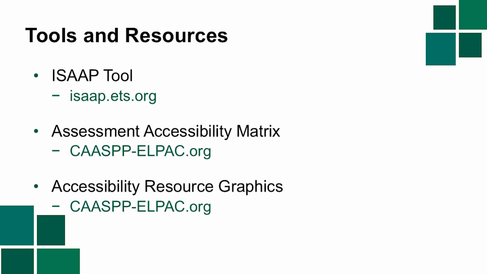Lastly, we want to mention the accessibility resource graphics. These graphics are available for each assessment, and they display available accessibility resources in an easy-to-understand format. Both the matrix and the accessibility resource graphics, as well as videos, printable resources, and guidelines, can be found on the CAASPP and ELPAC website at caaspp-elpac.org.